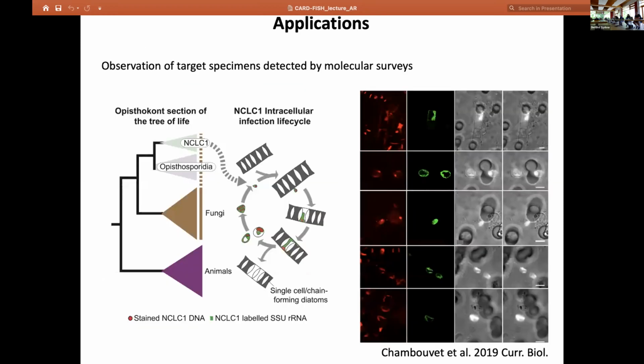And other applications. Sometimes you don't know the organism and you just obtain some molecular information of a molecular group that could be of interest, but you don't know absolutely anything about them. You design a probe that targets that molecular clade, and then you have your filters, you use the probes, and you try to find the organism that corresponds to that molecular group, okay? In that case, they realized that this group contained organisms that were parasites of diatom chains. Here they have the images.